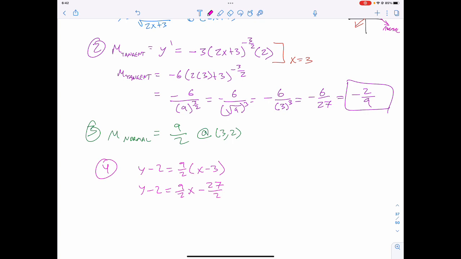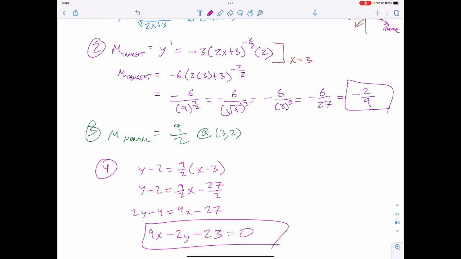Going to multiply both sides by 2, and 2y minus 4 is going to equal 9x minus 27. And then I'm going to move everything to the right, and I'm going to get 9x minus 2y minus 23 is equal to 0. And there is the equation to the normal of the curve.